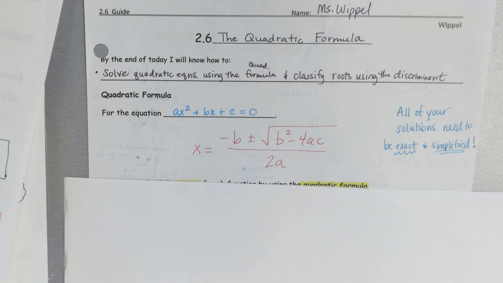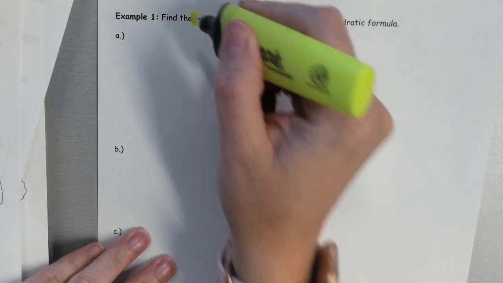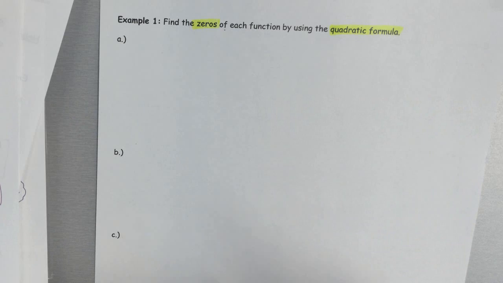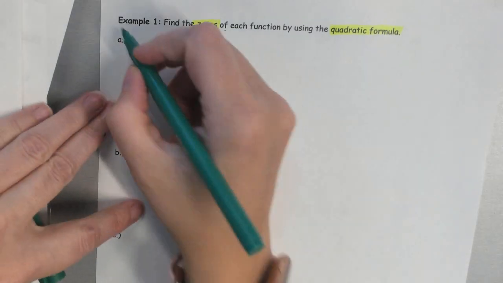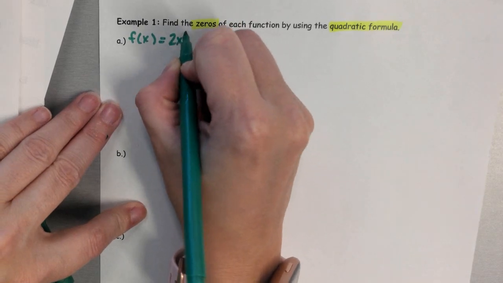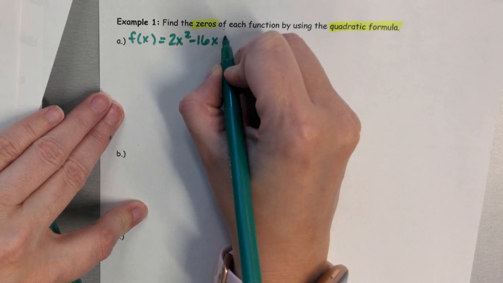When I do the quadratic formula, I like to write certain things out. I feel like that makes it a little easier for me to double check that I'm simplifying everything correctly. So we are finding the zeros. We do have to use this formula, and I'm going to give you your first function. Your first function is f of x equals 2x squared minus 16x plus 27.